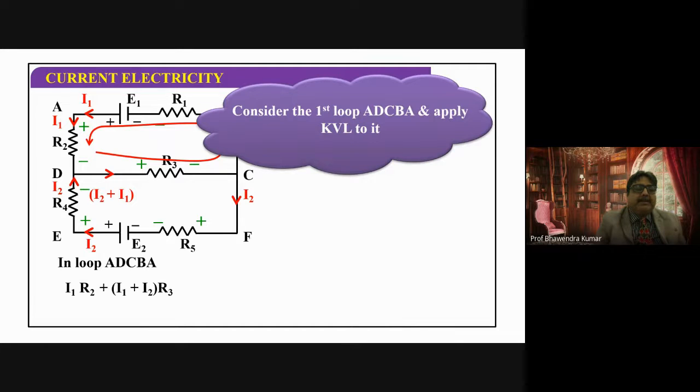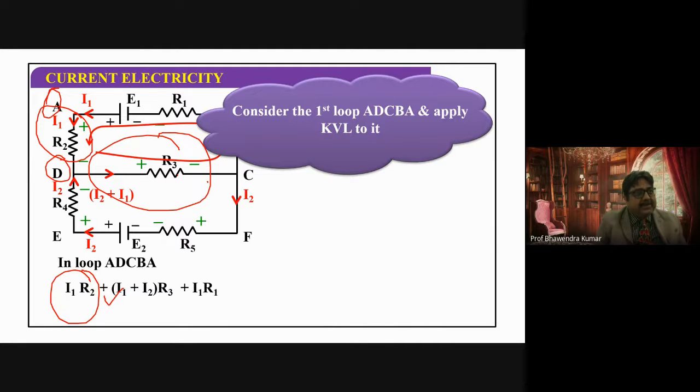So in the loop A, D, C, B, A, what will I write? When I go from A to D, I'm going in the direction of current I1. So I will write plus I1 R2. When I go from D to C, the current is I1 plus I2, resistance is R3. I'm going in the direction, so I'll write positive. Is that clear? When I'm going from C to A, there is a current I1, resistance R1. So it is plus I1 R1. But the negative terminal of cell E1 has come first, so it will be minus E1. That will be equal to 0. Is that clear?